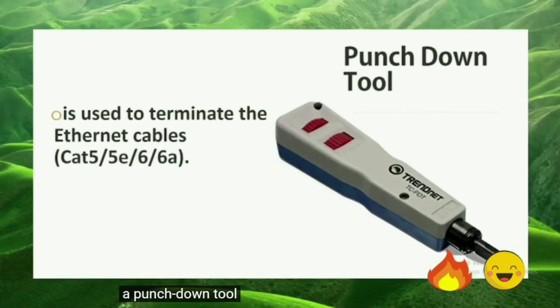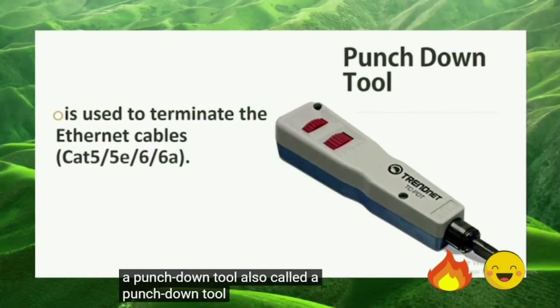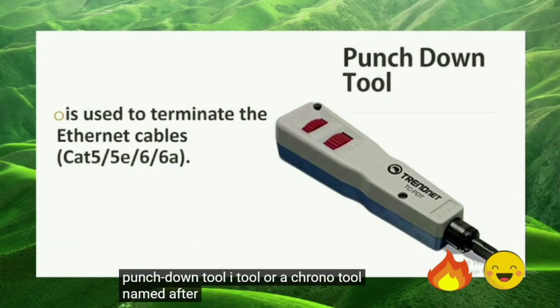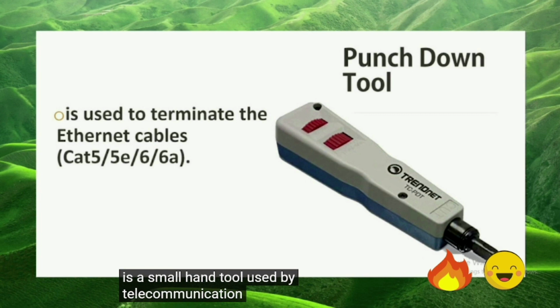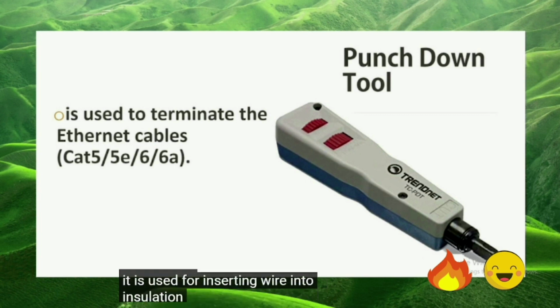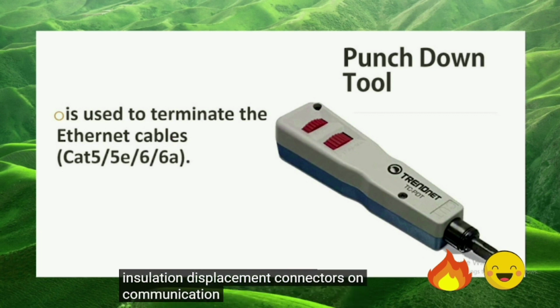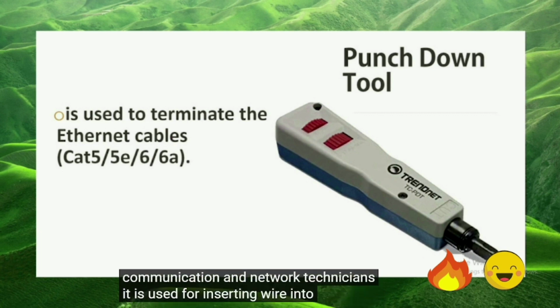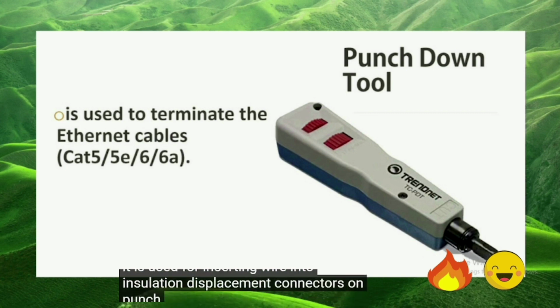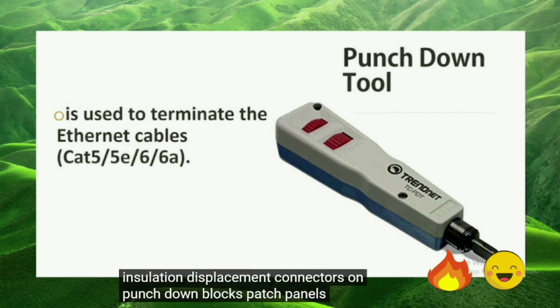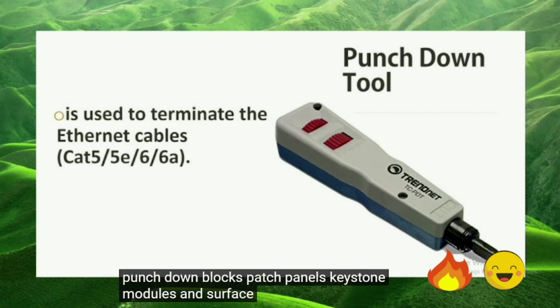A punch-down tool, also called a punch tool, IDC tool or a Krone tool named after the Krone connector, is a small hand tool used by telecommunication and network technicians. It is used for inserting wire into insulation displacement connectors on punch-down blocks, patch panels, keystone modules, and surface mount boxes.